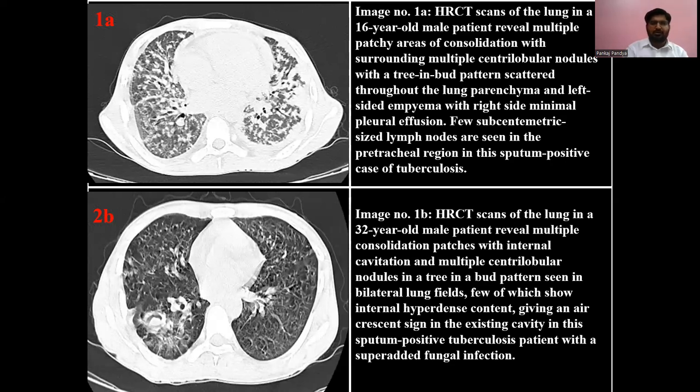Image number 2B is a sputum positive case of tuberculosis with superadded fungal infection. The HRCT scan of lung in a 32-year-old male patient reveals multiple consolidation patches with internal cavitation and multiple centrilobular nodules in tree in bud pattern seen in bilateral lung fields, few of which show internal hyperdense content giving an air crescent sign in the existing cavity.